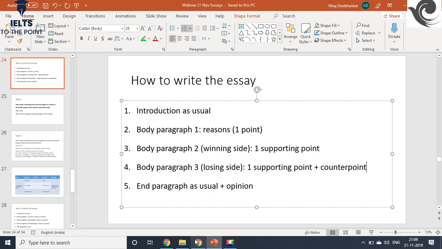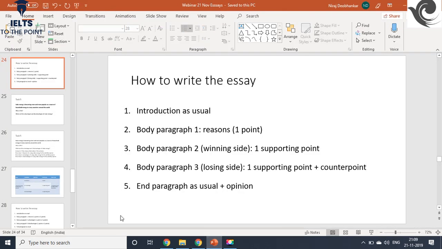Very good doubt. See, overall you can give 2 examples. Understand, you will never give an example for this supporting point because this is the losing side. You can always give one example for the counterpoint. Now as far as these 2 body paragraphs are concerned, you give a reason or example for either this or for this. It is not necessary that you give 3 examples over here.